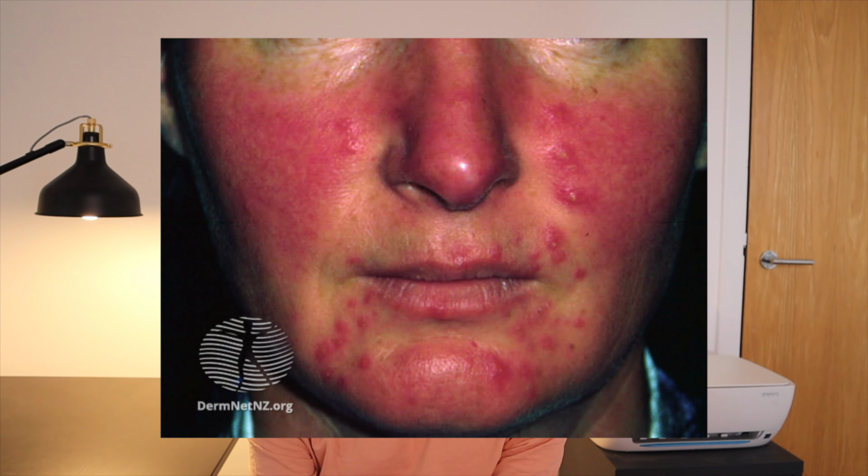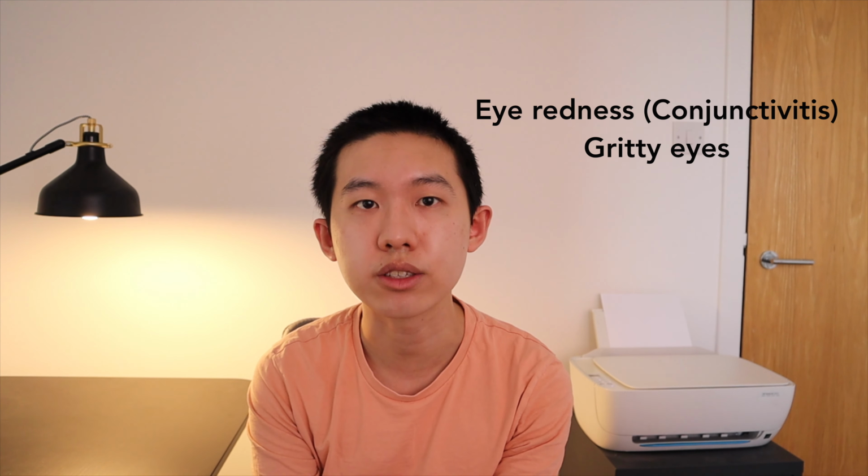Rosacea is often triggered by certain foods such as alcohol, spicy food, caffeine, and even exercise. It typically presents as flushing and redness on the skin with prominent dilated blood vessels. You may get red bumps or papules and even pustules on the face. If someone is suffering from rosacea for a long time, this can lead to thickening and disfigurement of the nose, also known as rhinophyma. You may also get eye involvement such as redness and gritty eyes.